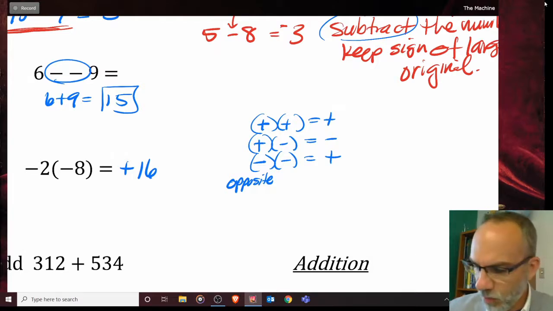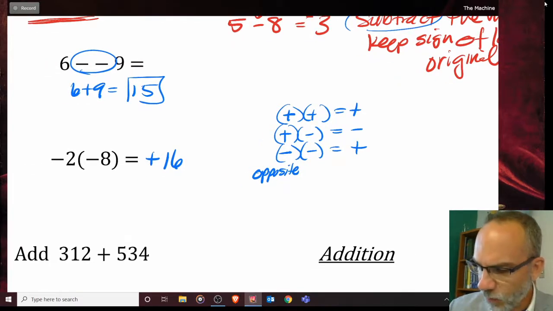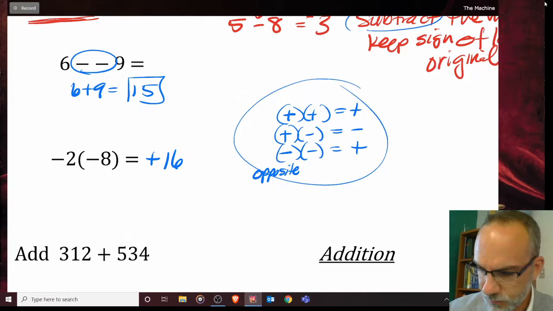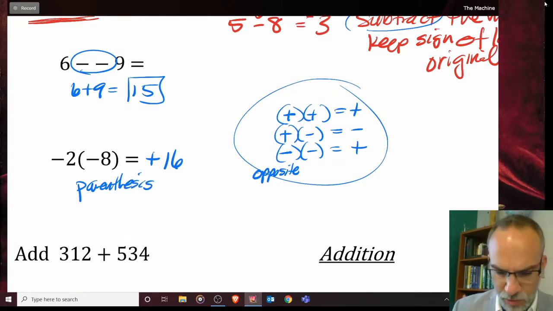Okay. So a negative times a negative would be a positive. That would then give you an opposite. This is for multiplying. And we're only going to use parentheses now when we multiply. Please do not use x as a multiplier. All right, so now addition.